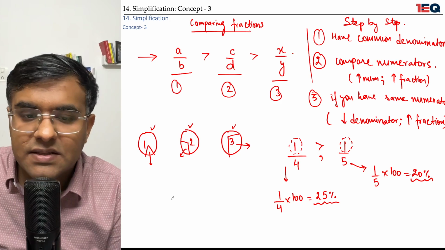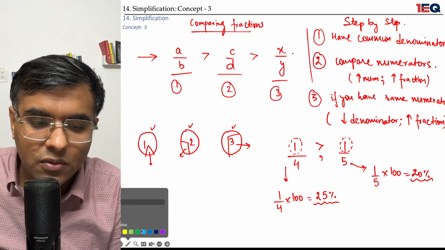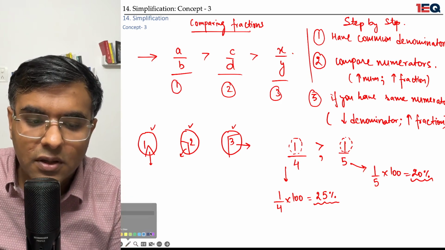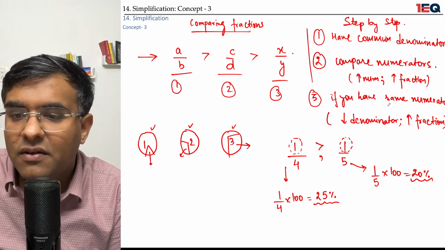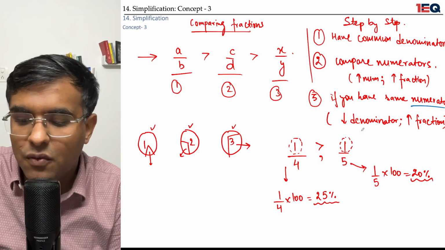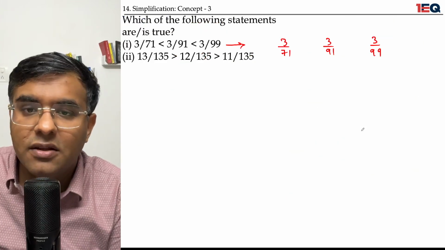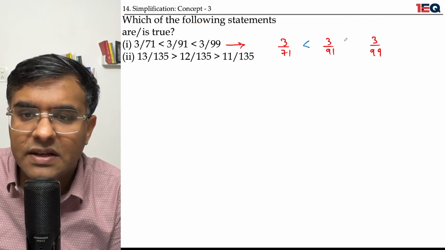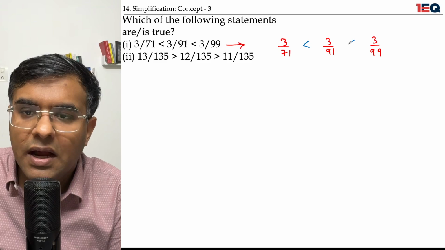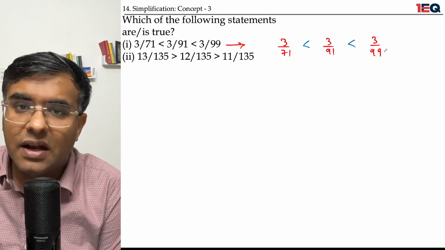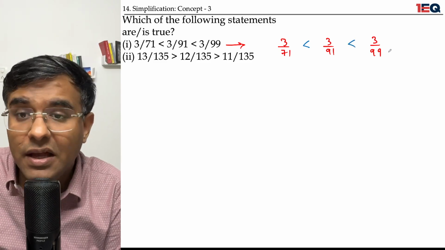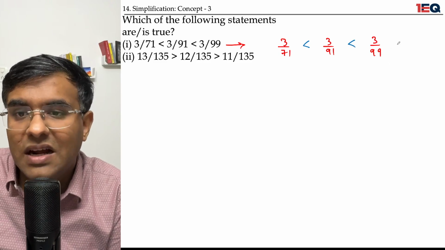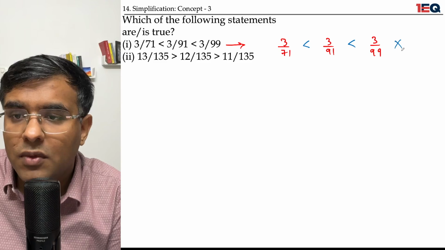In the previous slide, I've told you very categorically that if you have the same numerators, then you have to focus on the denominator and apply the reverse rule. It says that 3 by 71 is lesser than 3 by 91, and it is also lesser than 3 by 99. Here, you would see that this output is wrong.